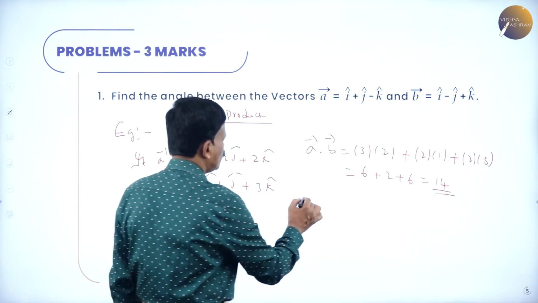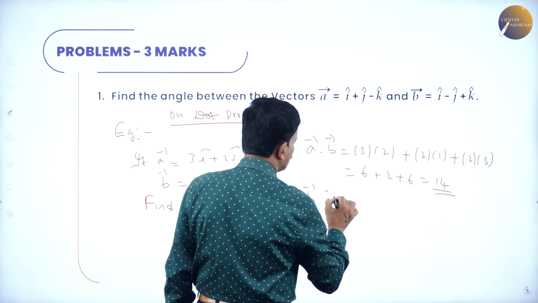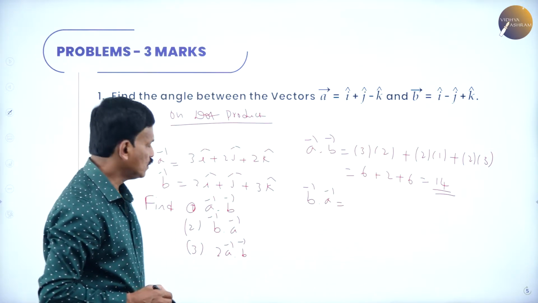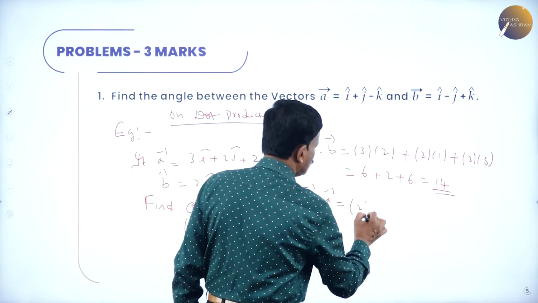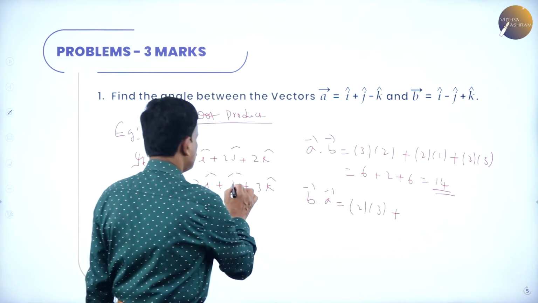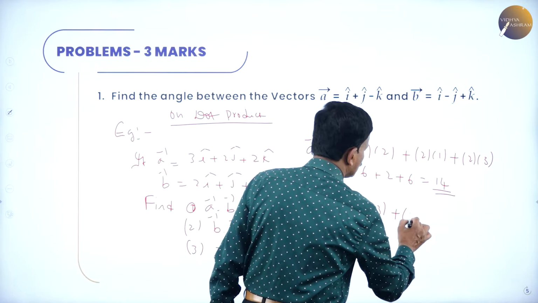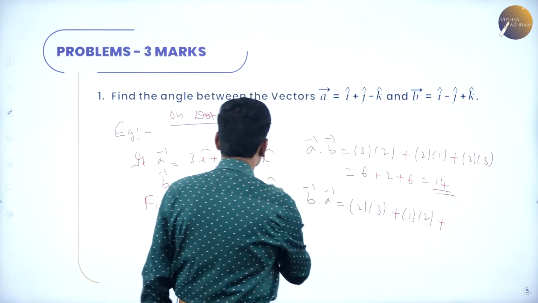Now similarly find out the value of b dot a. B dot a is equal to b and a. First take b. 2 into 3. This is 2 into 3 plus coefficient of j is 1 into 2 plus 3 into 2.